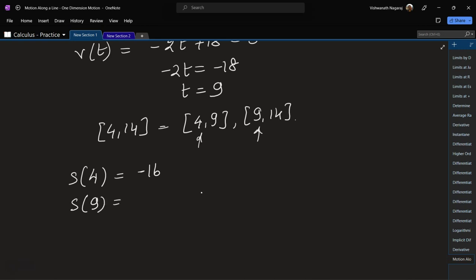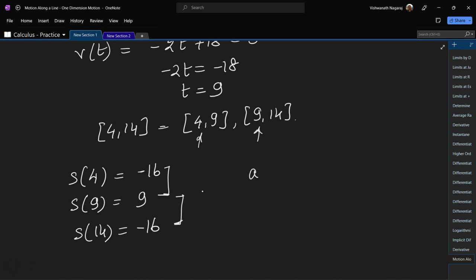s of 9 is equal, so we are looking at displacement at end points of the intervals. This would be 9, and s of 14 is going to be minus 16 again. So now what we do is we figure out the displacement here, displacement here.